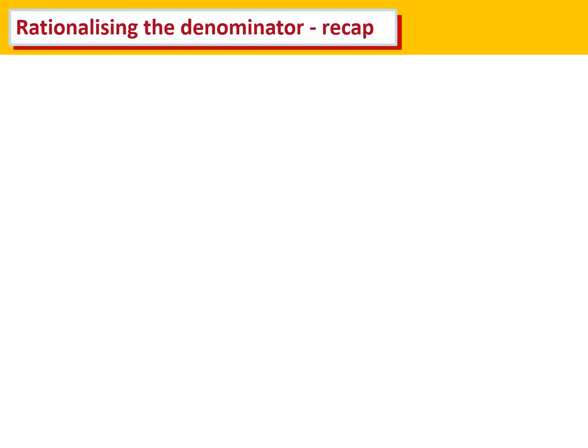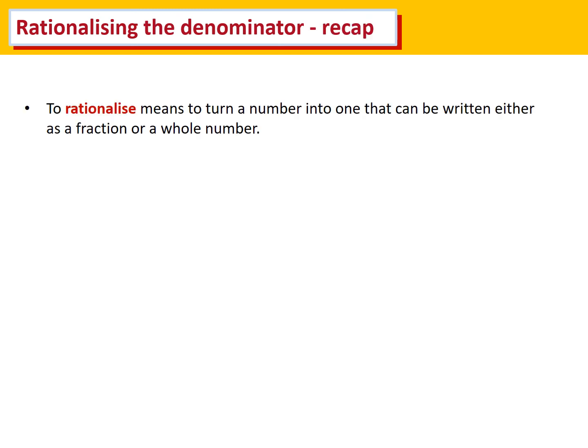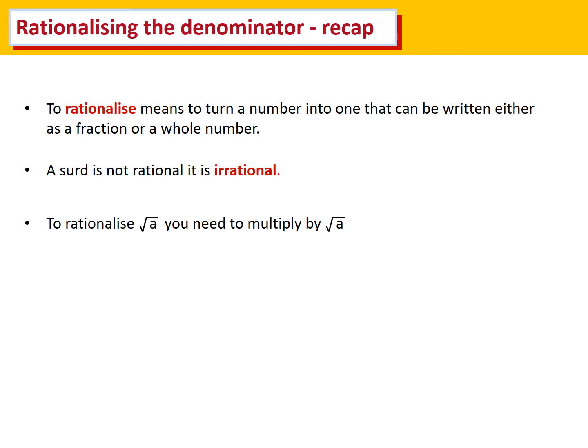Let's put this all together then in a recap. To rationalise means to turn a number into one that can be written either as a fraction or a whole number. A surd is not rational, we call it irrational. To rationalise a surd, you need to multiply it by itself. The square root of a multiplied by the square root of a becomes the square root of a squared, which is just a.